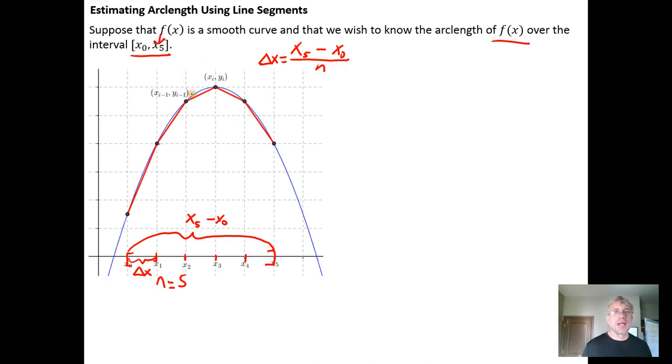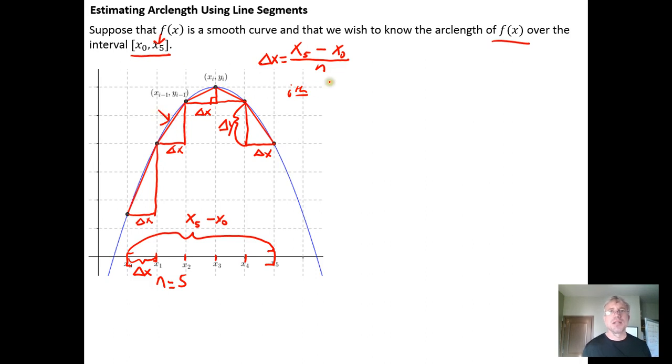So the next thing we want to recognize is that each of these line segments is going to correspond to, if we construct a right triangle, a delta x, which is the same for each of them. So we could construct right triangles all along here, and the width, or the base, of each triangle is going to be delta x. The height of each triangle is just going to be the change in y. And we could calculate the change in y for the ith interval, or the ith line segment.